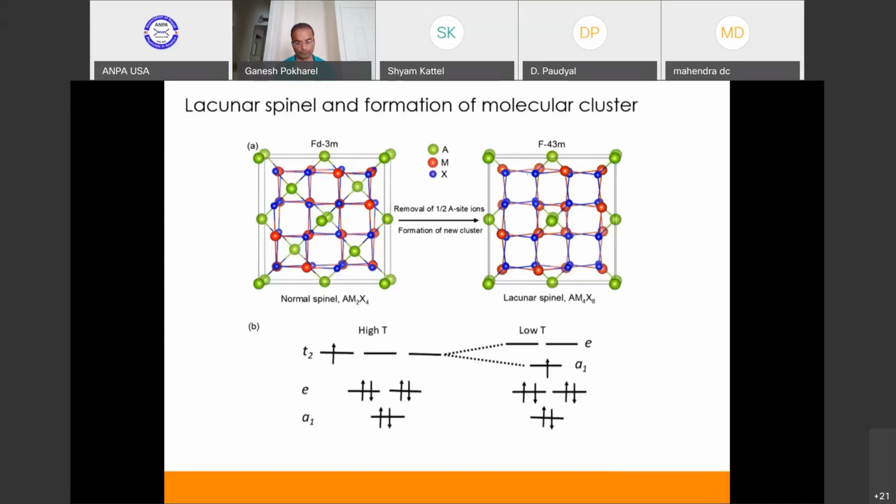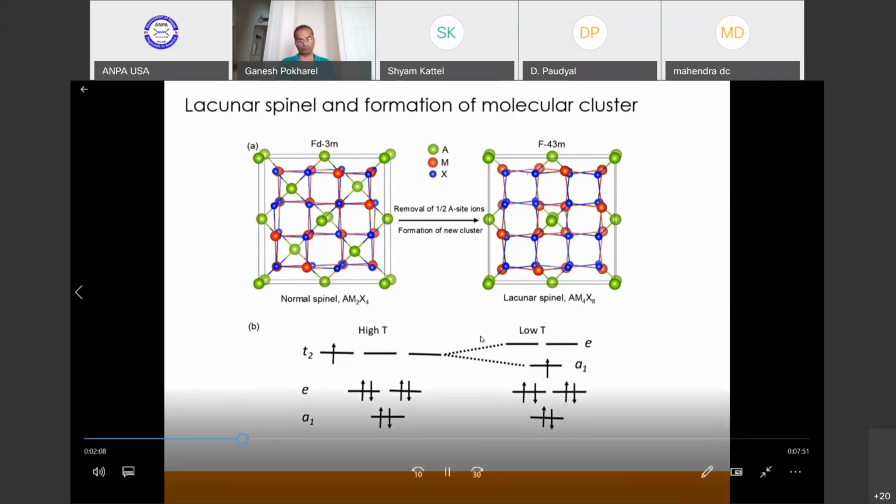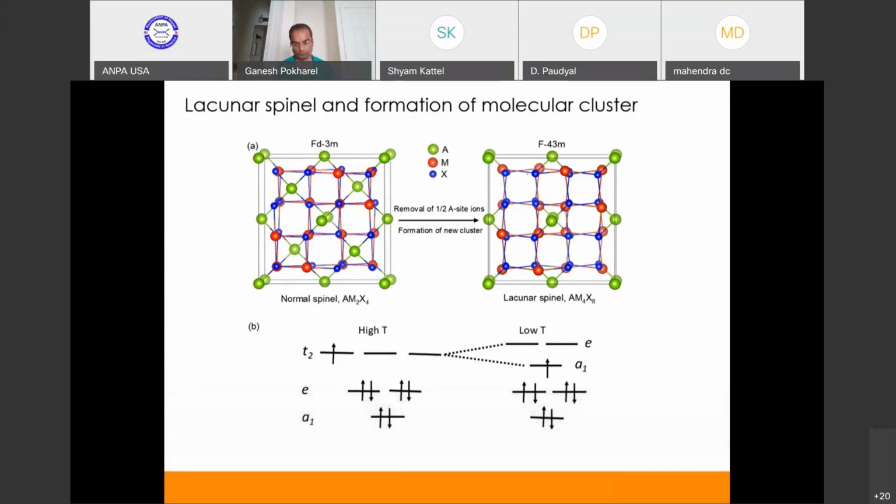Basically, the lacunar spinel structure is formed from the normal spinels with chemical formula AM2X4. The absence of alternate A-site metal ions in normal spinels rearranges the M4 tetrahedral cluster, resulting in a periodic expansion and contraction of tetrahedra, forming a lacunar structure. In lacunar spinels, the bond length between the magnetic ions in small tetrahedra is small, due to which the magnetic ions' d orbitals overlap with each other, forming a molecular cluster.